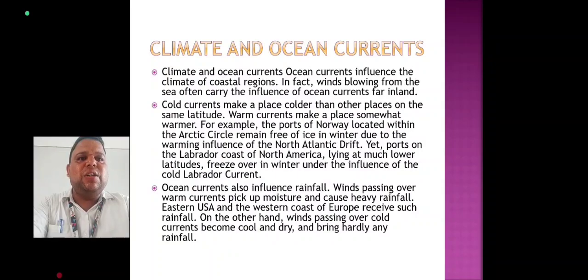Ocean currents influence the climate of the coastal regions. In fact, winds blowing from the sea often carry the influence of the ocean current far inland. An ocean current also influences the rainfall. Wind passing over warm currents picks up moisture and causes heavy rainfall. Eastern USA and the western coast of Europe receive heavy rainfall. On the other hand, wind passing over cold currents becomes cool and dry and brings hardly any rainfall.